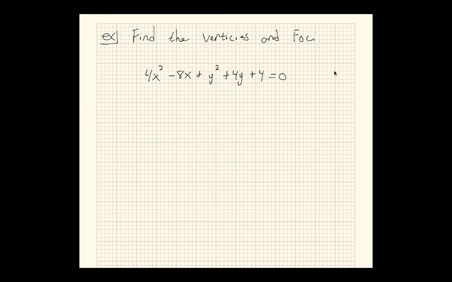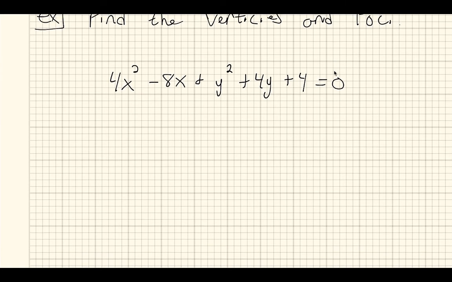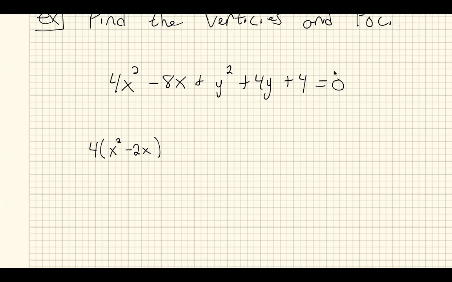All right. So here's what it's going to look like. Let's focus in on the x's here. First thing we want to do is factor out a 4 from the x's. So this should be 4 times x squared minus 2x. The y's we don't have to factor anything out of. So we'll leave that as y squared plus 4y. And we're going to move the constant over to the other side.